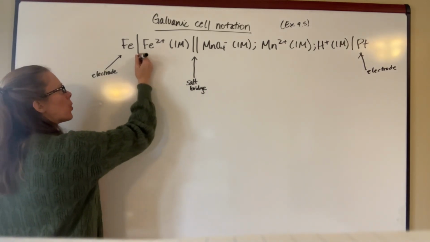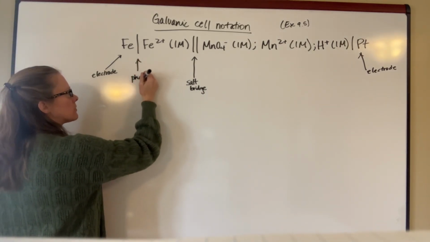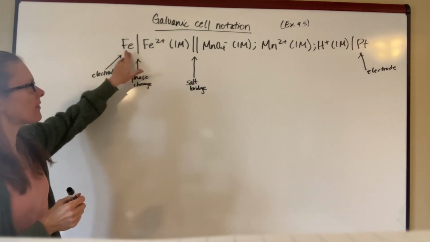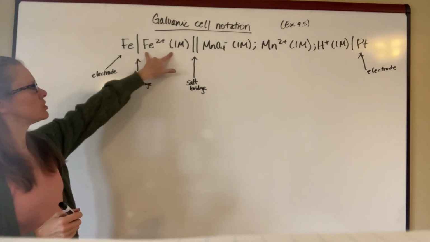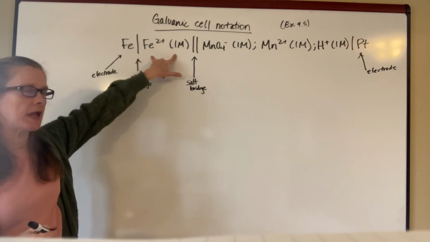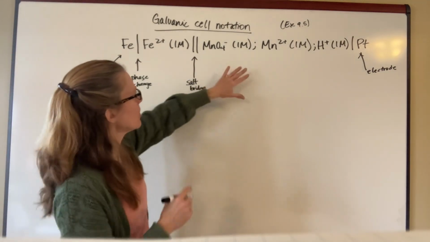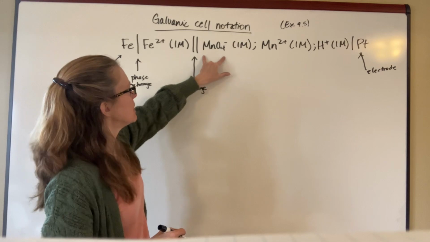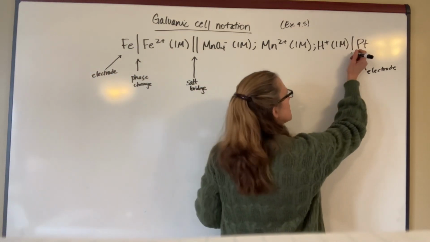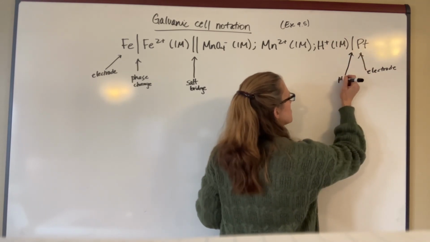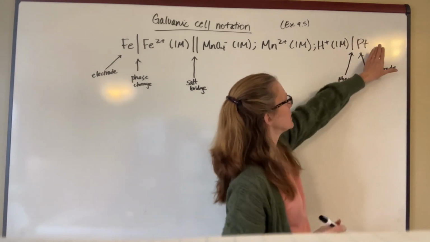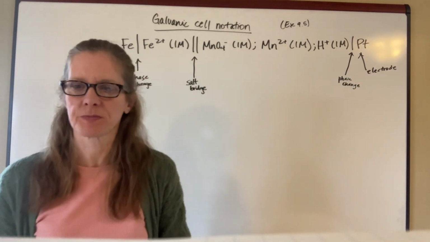If you have just one straight line, that tells you that there is a phase change. Now, an electrode is always going to be solid. On this side, since it's telling me it's molar, that means this is going to be aqueous solution. On this side, once again, these are all aqueous solutions because it's telling me the concentration. Here's another phase change, and then the electrode is going to be solid.